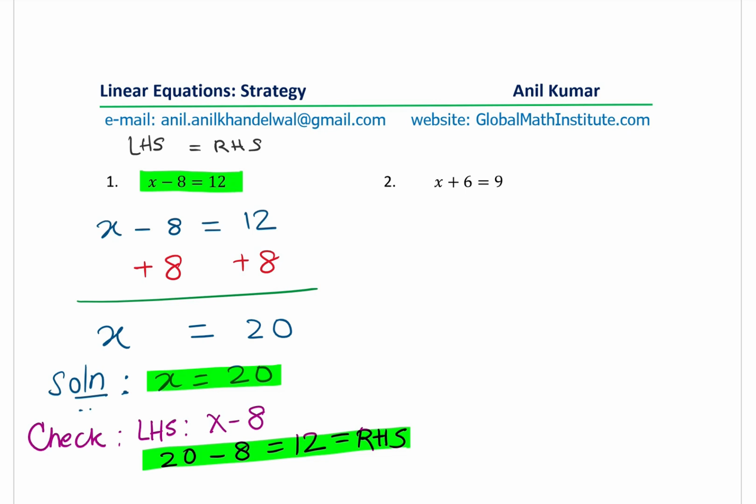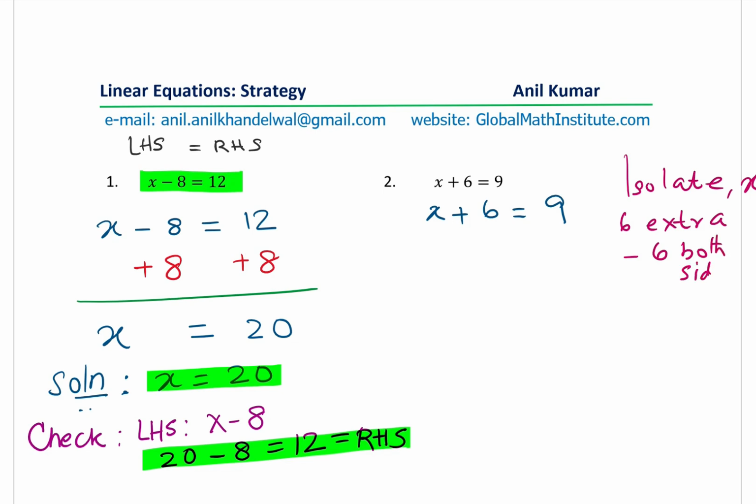Now, in the next question, what we have is x plus 6 equals to 9. We need to basically isolate x, right? So basically, we have to isolate the variable x. So we have 6 extra. We'll now take away 6. If I do minus 6 both sides, I can solve. Does it make sense to you, right? So that is the kind of strategy which we are going to use. So let us take away 6 from both the sides.